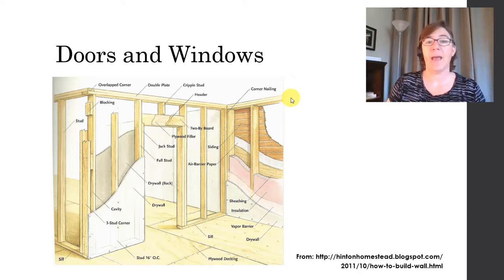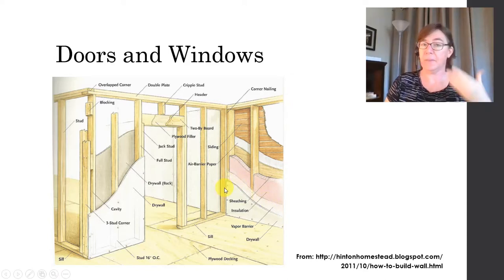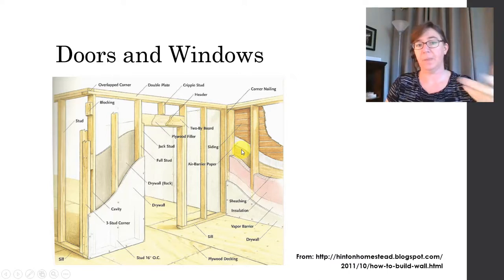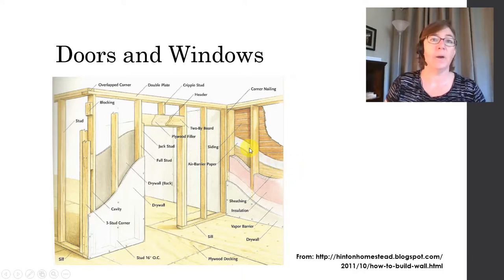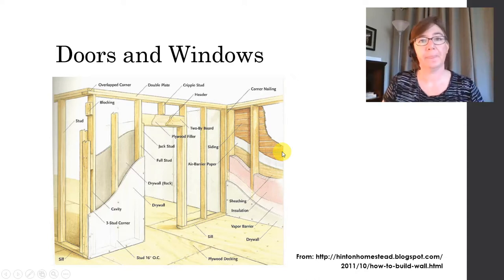But let's take a look at the finish. On the inside of the home, here's a drywall finish. On the outside of the home, so on the other side of the studs, is a plywood sheathing. They're using an air barrier, which keeps air and water out of your home. And in this case, they're showing a wood siding. So the exterior finish on this wall is a wood siding.